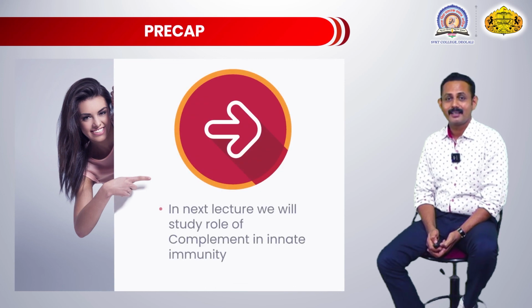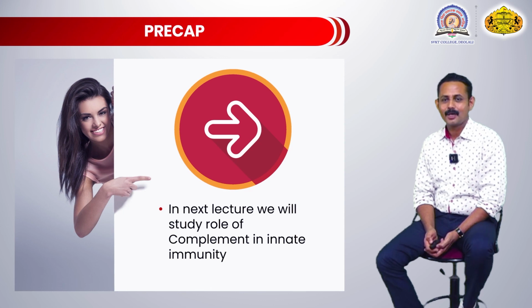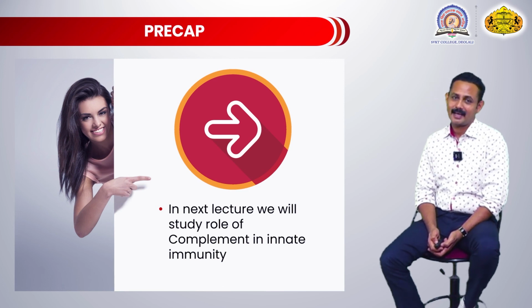So, in our next session, we will learn about another innate mechanism. That mechanism is called complement. How complement, one of the innate mechanisms, is working for the destruction of the antigen.